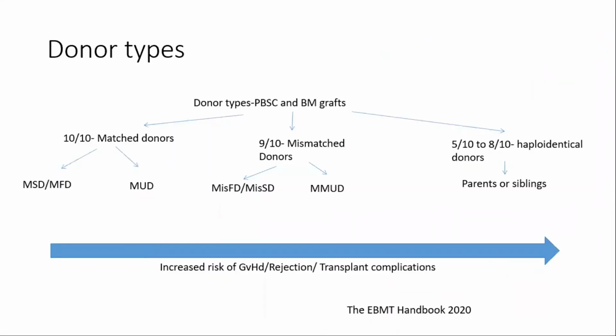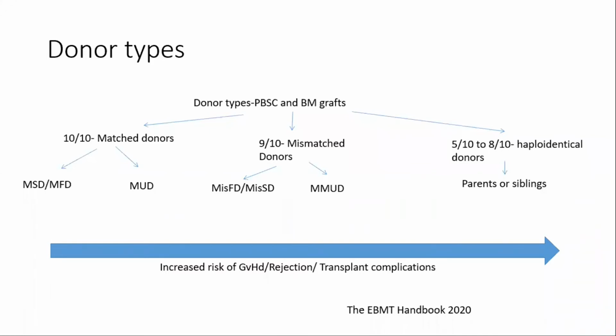So the donor types. Here, the donors for peripheral blood or bone marrow grafts, we can have 3 types of donors. One is a 10 by 10 donor, and 10 by 10 donors can be either from the matched family or a matched sibling, which is possible in about 25% of patients. Say if one person has a sibling, he has a 25% chance of being a 10 by 10 match, or if somebody has 4 siblings, there will definitely be one who is going to be a 100% match for him.